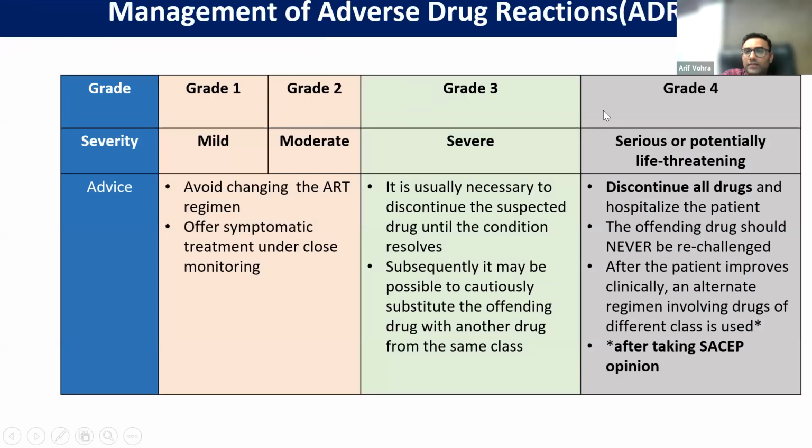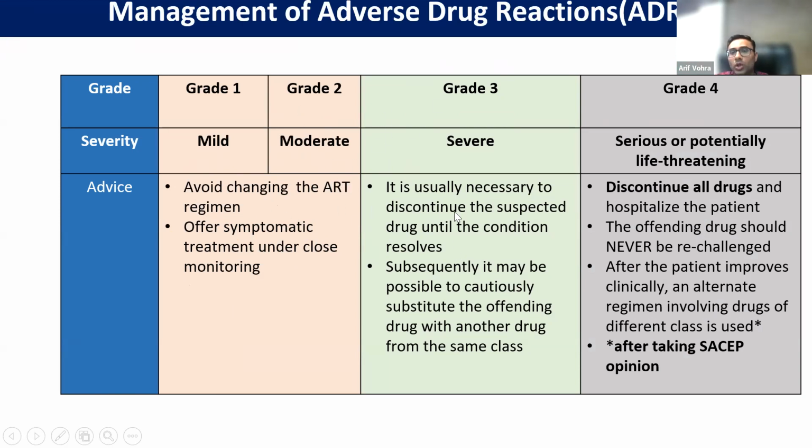Now, how will you manage this ADR? For mild and moderate, avoid changing the ART, because most of the time it is self-limiting and may improve within the next 10 to 15 days. So you only have to provide symptomatic treatment and counseling, and you don't need to change the drug regimen.